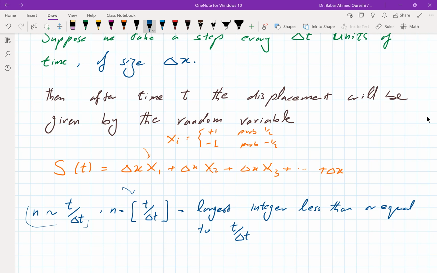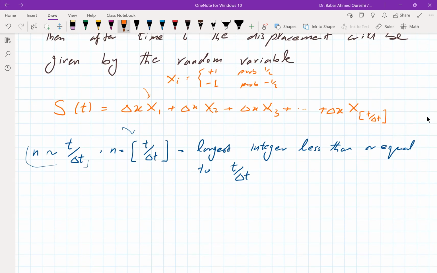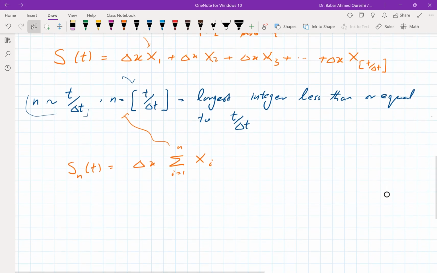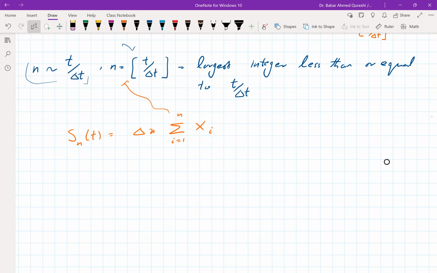So that means over here, I have this number n. So this S of t, I can give this label n, where n is this thing. Now, when this n becomes very large, for now delta t is small, and then we will see we'll have to make delta x small as well. But if delta t is very small, then n becomes very large.